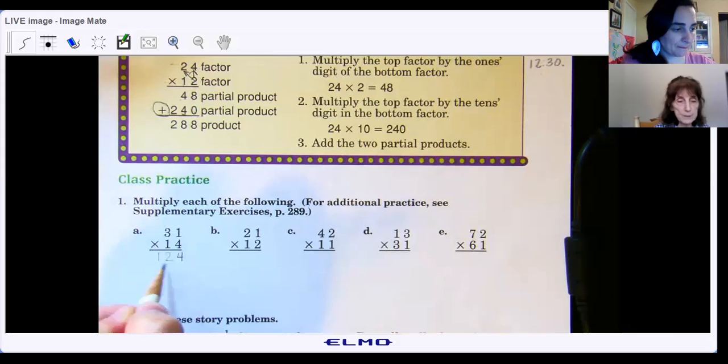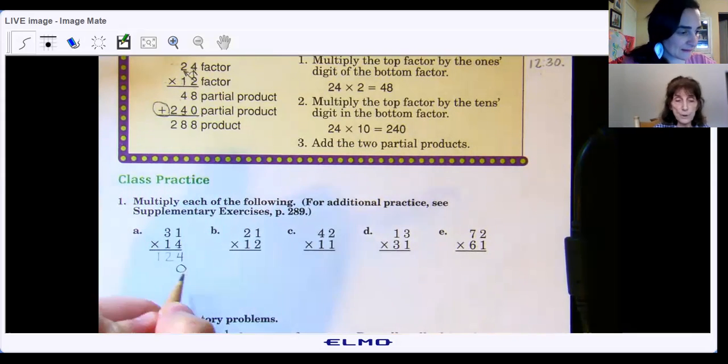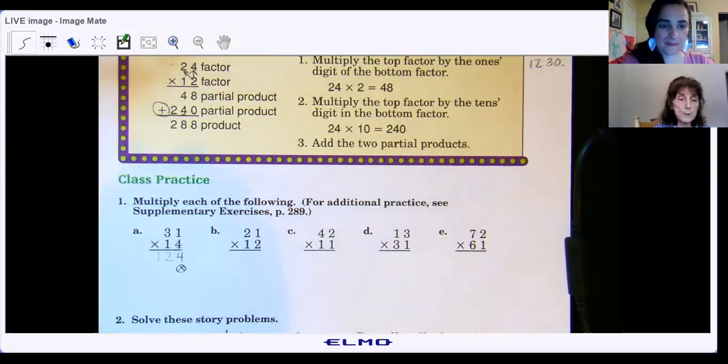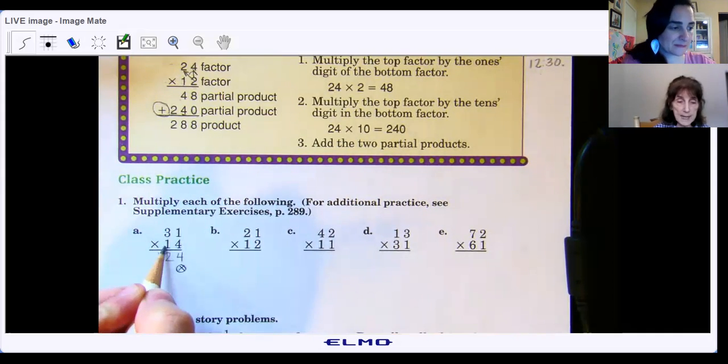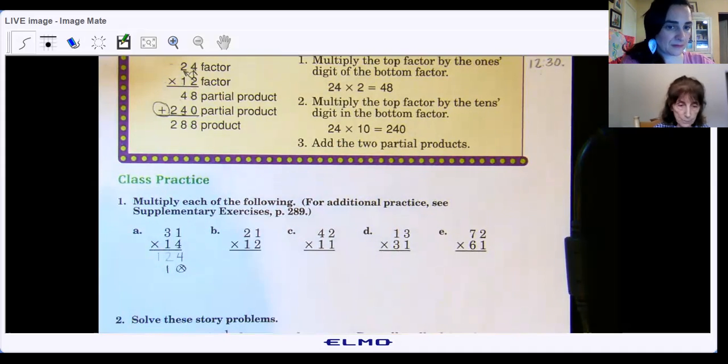Now I don't have any more ones left. I'm done with the ones. So I'm going to put a 0 under the 4 to hold its place. And what I like to do is put an X in there because there's no more ones. Now we're going to the tens column, and we're going to multiply by the 10 in the bottom factor. So 1 times 1 is 1. So our answer goes in the tens column. And 1 times 3 is 3. So we multiplied 31 by 10.